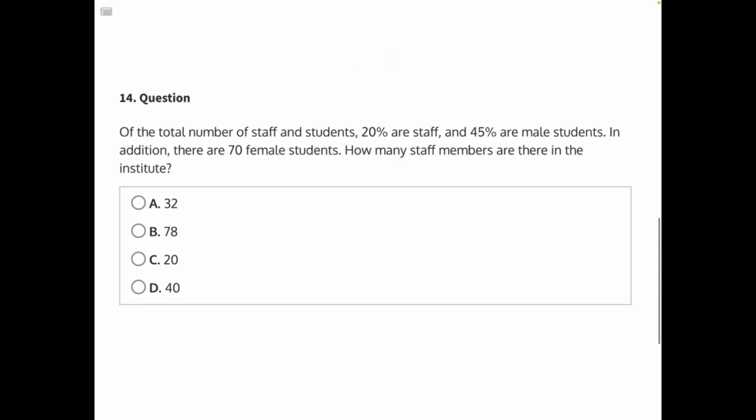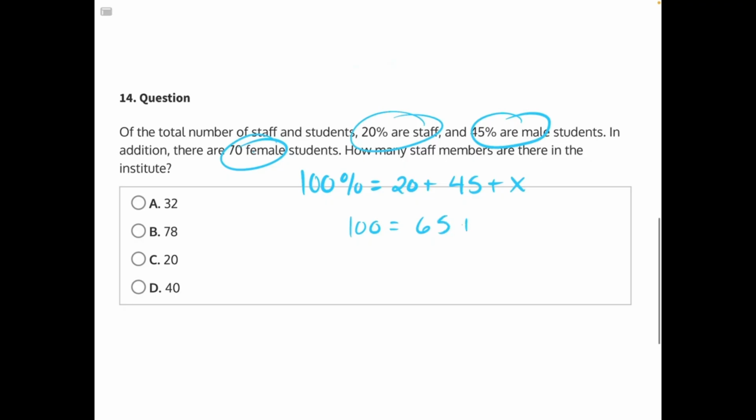Start by figuring out what percent of the total number of staff and students at this school are female students. So if we have 100% would equal 20% of the staff plus 45% of the male students plus whatever the percent of female students is. So that would be X, an unknown, right? So we can kind of start to solve. We can do 20 plus 45 would give us 65 plus X, and then we can subtract 65 from both sides.